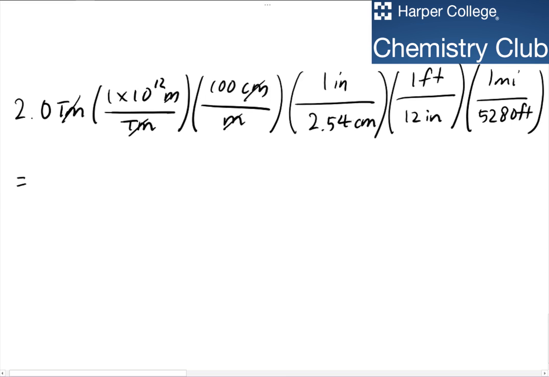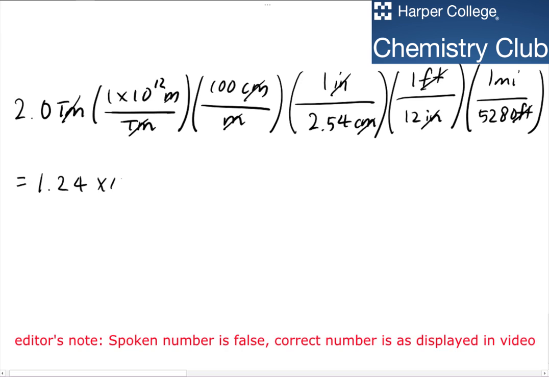From here, one would multiply all of the numbers in the numerator on top of the fraction together. Then they would divide by all of the numbers in the denominator below the fraction multiplied. The answer is 8,017,676,768, which is approximately 8 × 10⁹ miles.